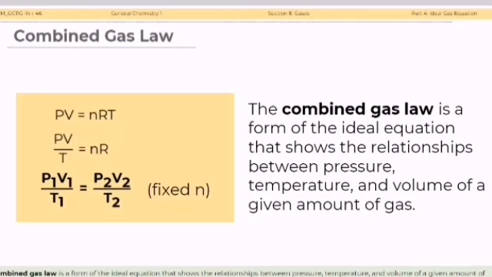The combined gas law is a form of the ideal gas equation that shows the relationships between pressure, temperature, and volume of a given amount of gas. Since PV over T equals n times a constant for a fixed amount of n, the combined gas law is given by P1 times V1 divided by T1 equals P2 times V2 divided by T2.